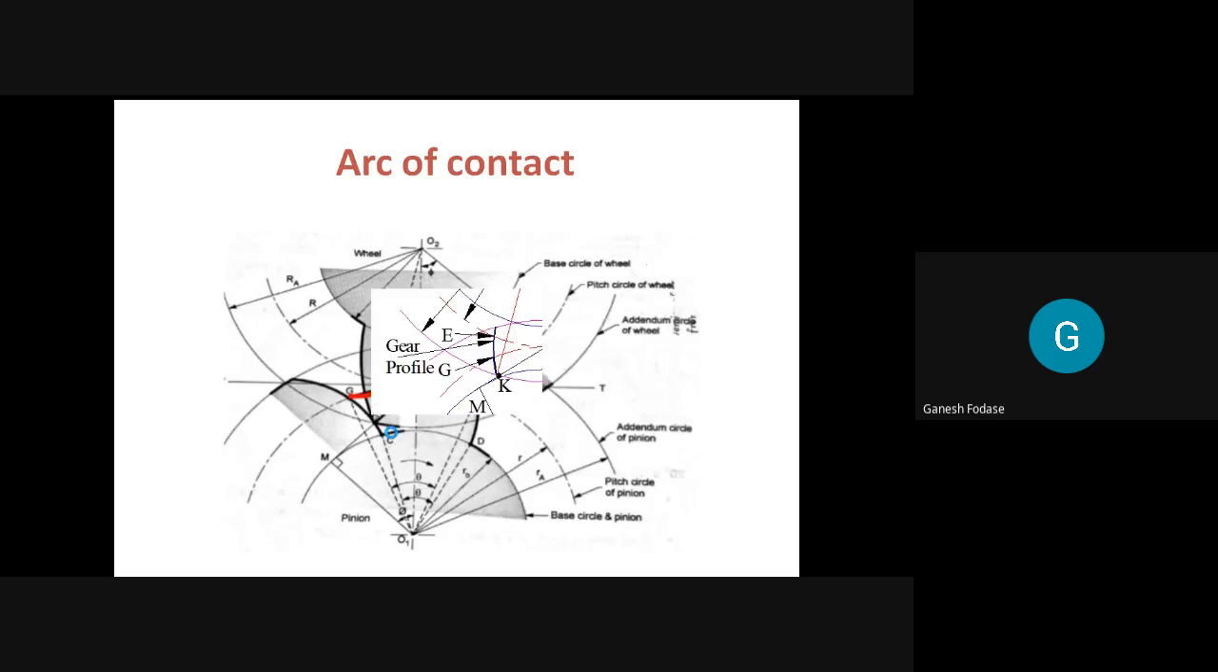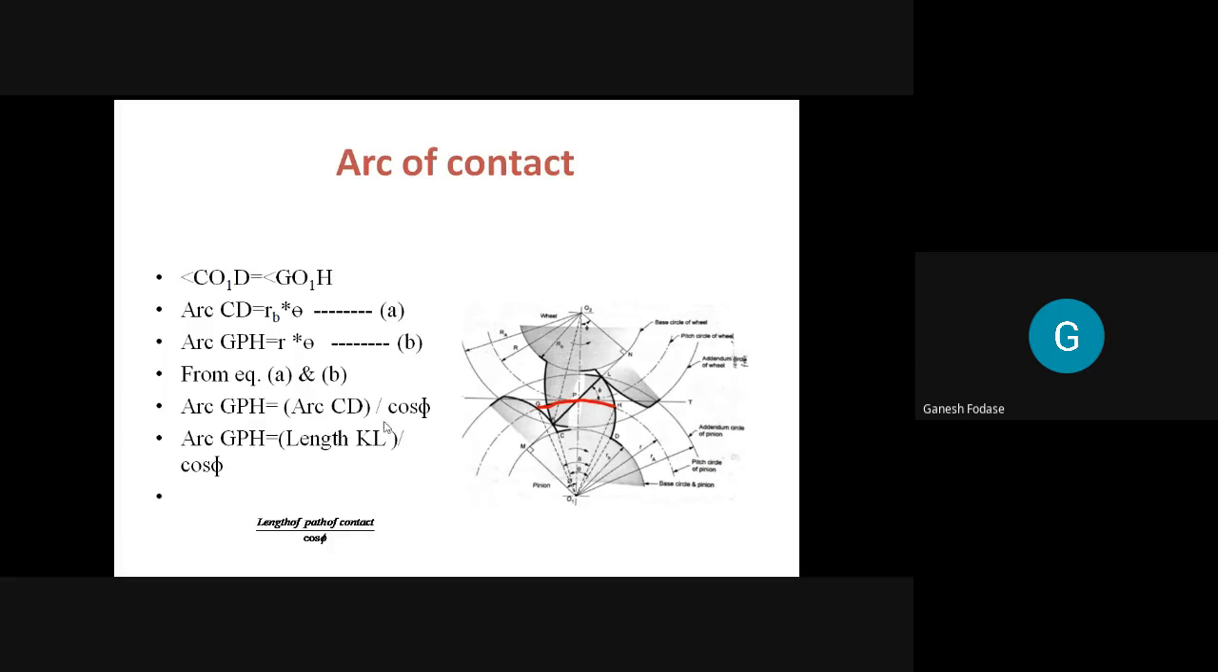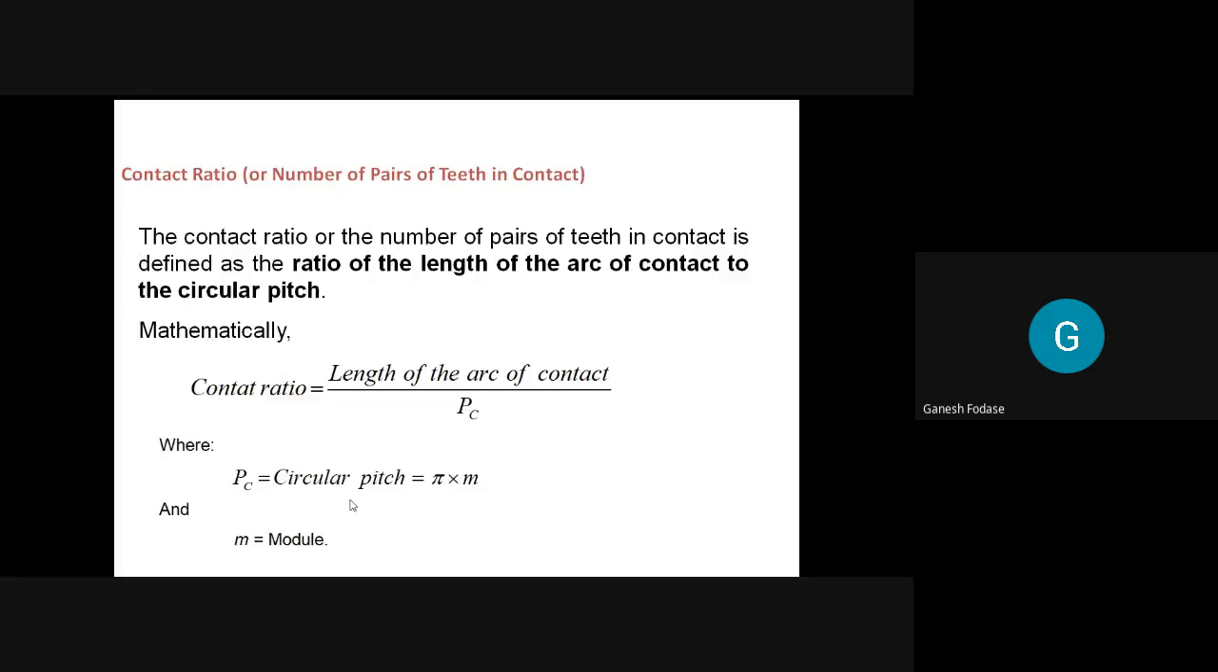And we have the expression for arc of contact by considering a small derivation, considering the two angles. Since we consider these two angles, COD and GOH, and equate them, we get the final expression of arc of contact, that is arc GPH is equal to length of path of contact upon cos phi. So to find arc of contact, we require path of contact as well as pressure angle. And finally, the concept of contact ratio that we also discussed. Contact ratio is nothing but arc of contact upon circular pitch. In other words, contact ratio is the number of pairs of teeth in contact. So contact ratio is defined as the ratio of length of arc of contact upon circular pitch. Means to find contact ratio we require arc of contact, and to find arc of contact we require path of contact. So path of contact, arc of contact and contact ratio are the three terms we define here with derivation.